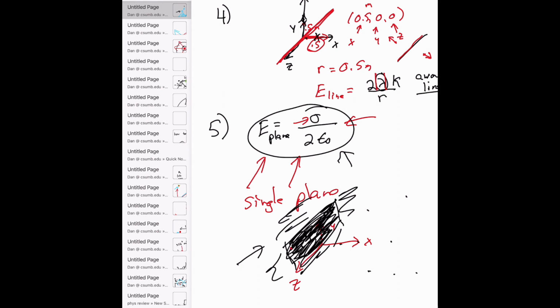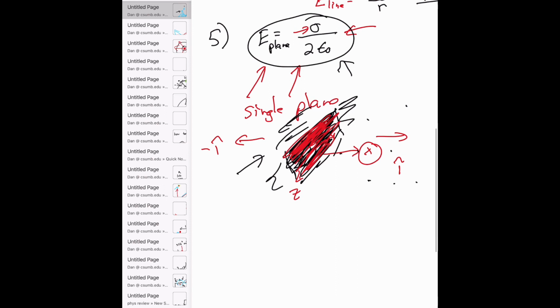So if this were a positive plane of charge, which I generally draw as red, to the right of the plane, it would be in the plus x direction, or i hat. To the left, it would be in the negative x direction, or negative i hat, the way the plane is oriented in this case.